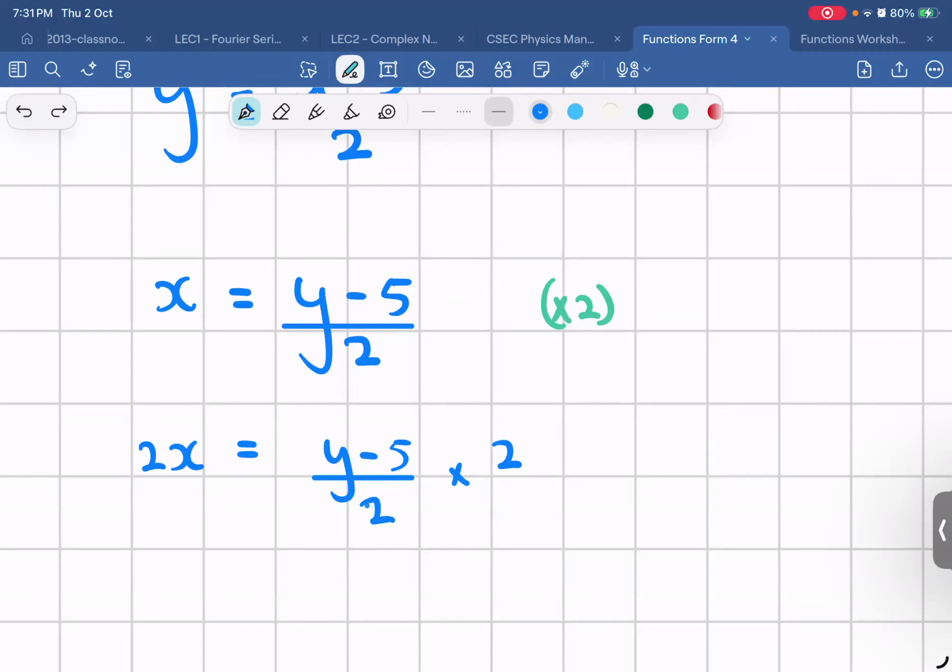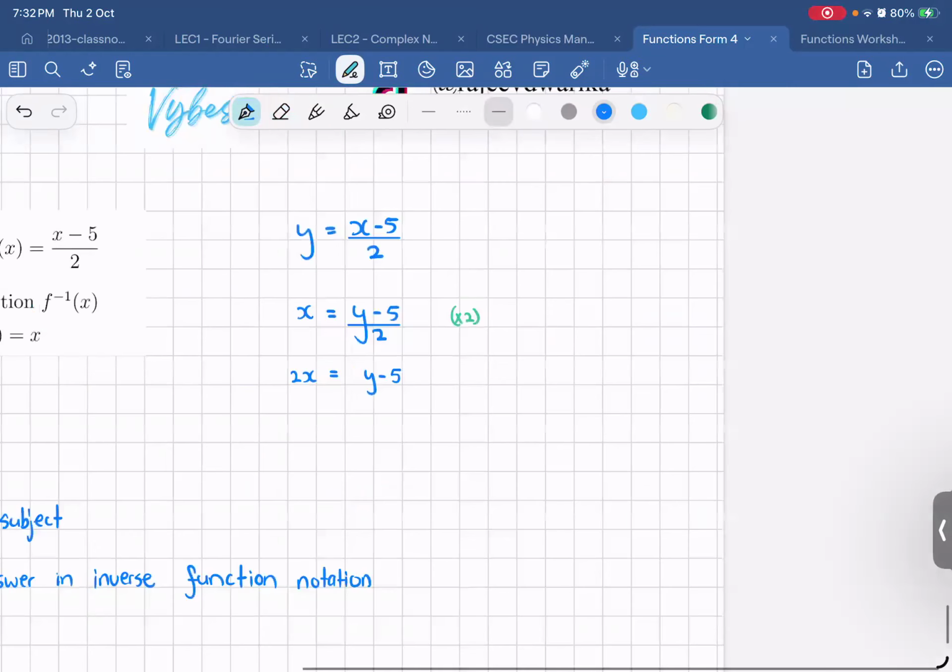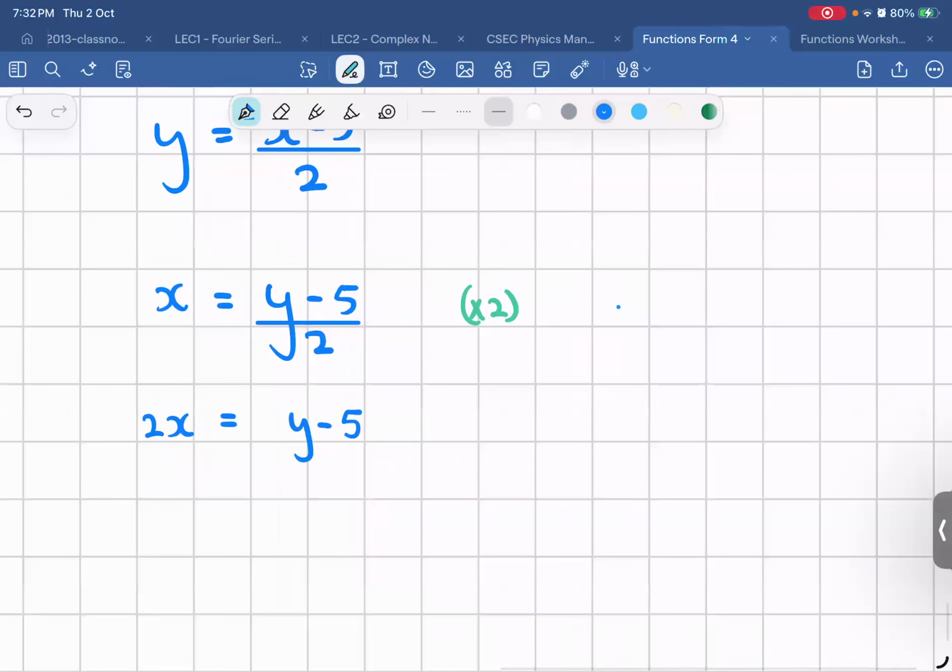It'll turn to 4. No. They're going to cancel off. Oh, Max, right. Divide by 2 and multiply by 2 are opposites of each other. Wouldn't they cancel off? Yeah. So you're just going to end up with 2x is equal to y minus 5. Easy? And if you want to do the cross multiplication, sure, that's fine.